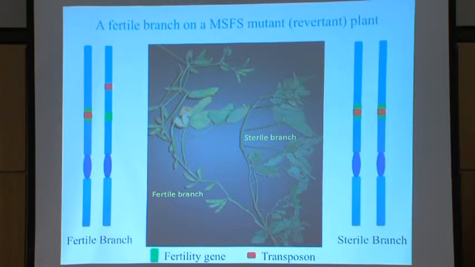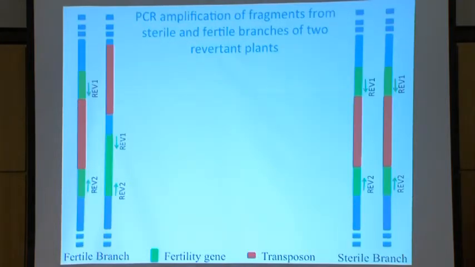So that is what's happening at the genetic level. Then if you zoom in on this part, same thing: fertility gene broken by a transposable element. Here it jumped out. Same thing from the last slide, a little bigger. So now we wanted to test whether that is the case.